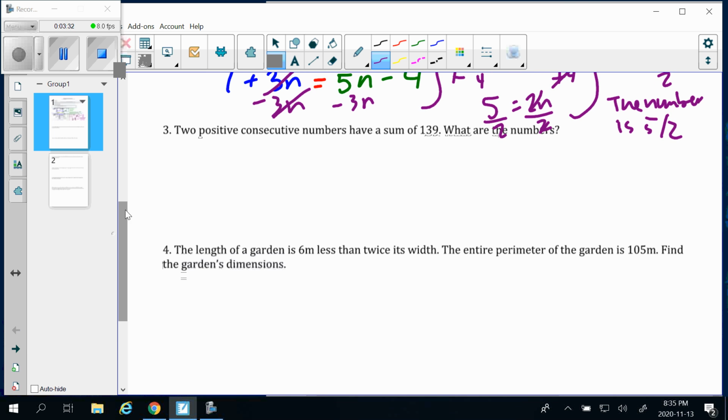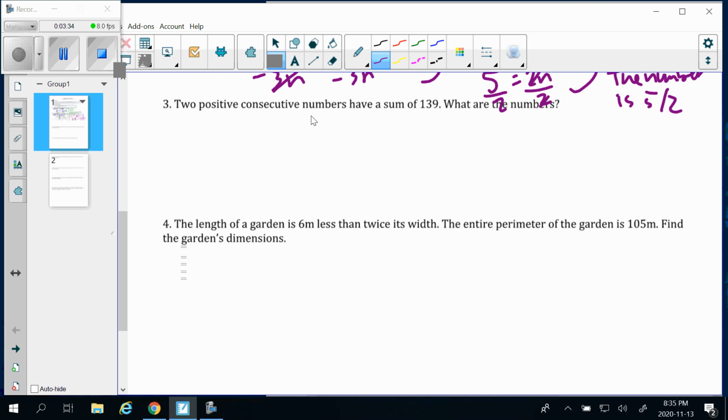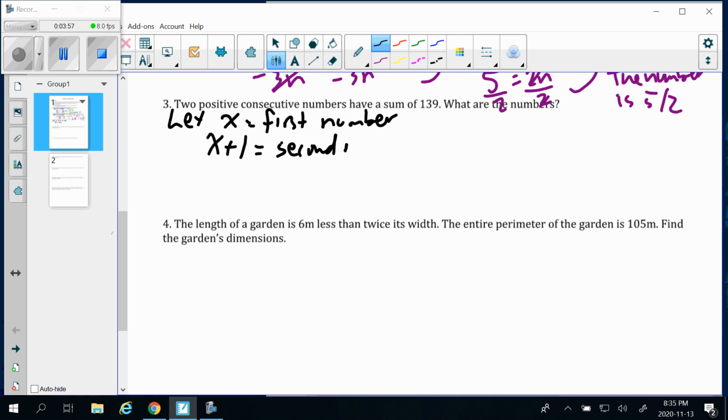This one gets a little trickier. 2 positive consecutive numbers have a sum of 139. So recall how we're going to list this out. We're going to let x equal the first number. And when it says consecutive, it means one after the other. So the second number is going to be x plus 1. So if the first number happened to be 10, then the second number would be 11. And if you know that trick, then you can set this up.